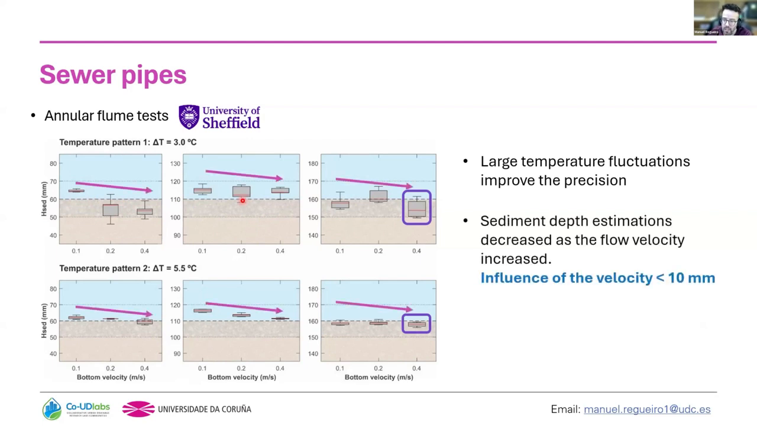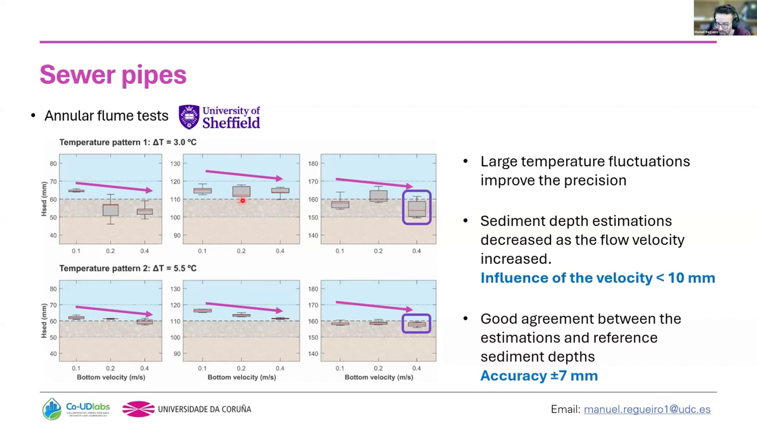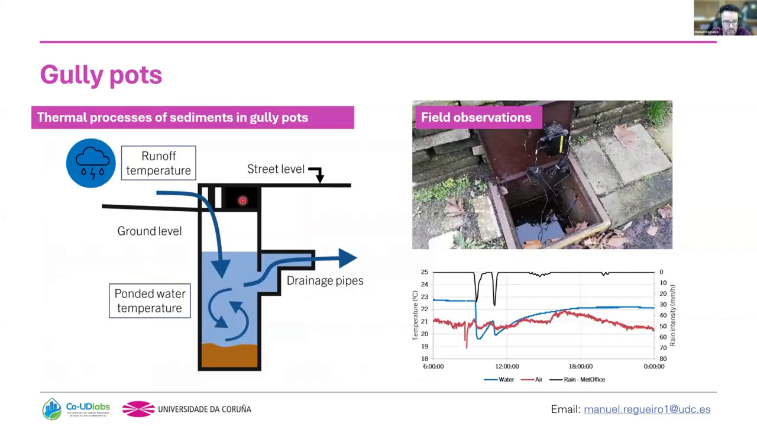We also observed that the sediment depth estimation decreases as the flow velocity increases. However, the influence of the velocity was lower than 1 centimeter. So for us, it was good enough to say that the flow is not a main issue when simulating the complexity of these heat transfer processes. With that, we could remove the flow measurement from this equation. And in general, we found a good agreement between the estimations and the reference sediment depths, with accuracies of plus or minus 7 millimeters.